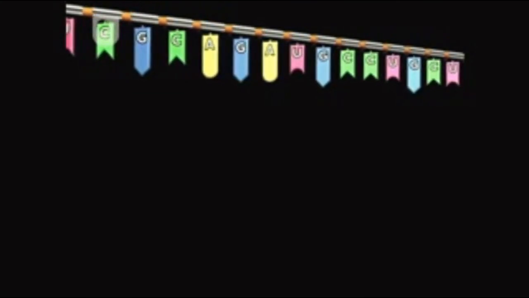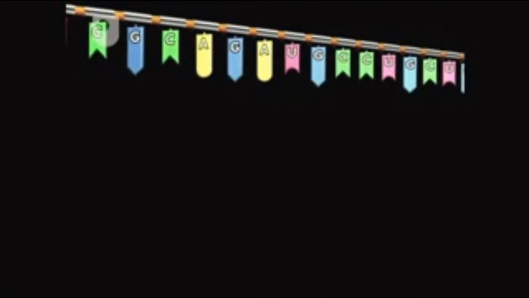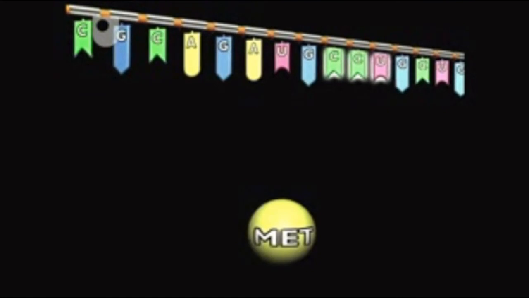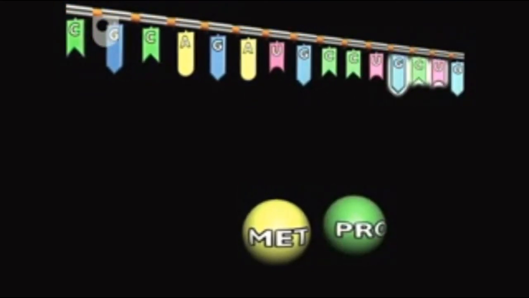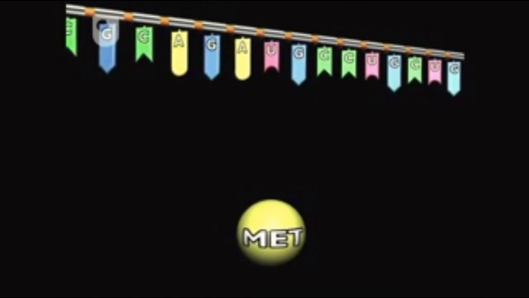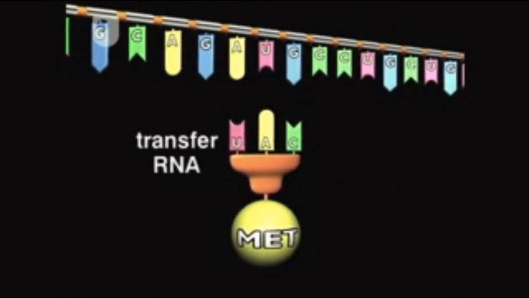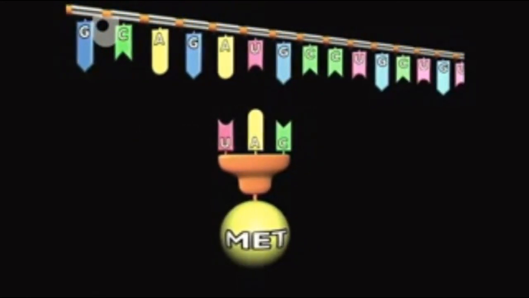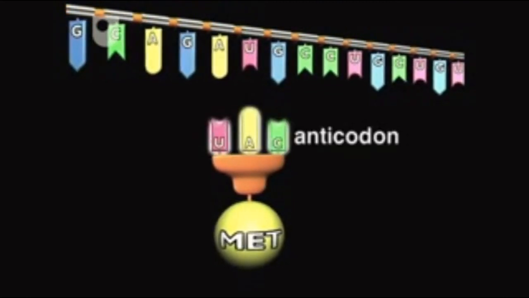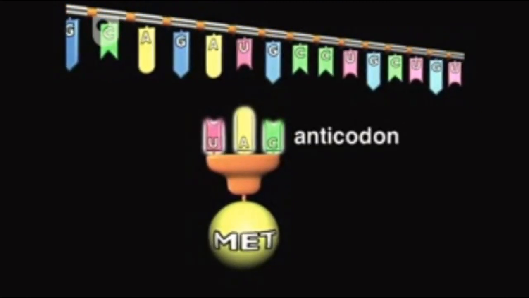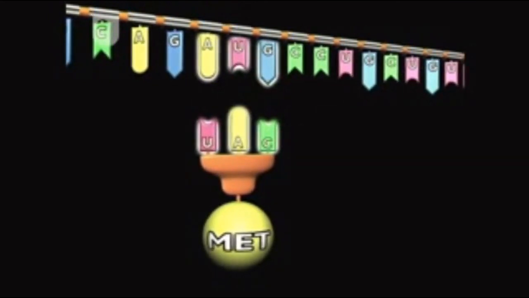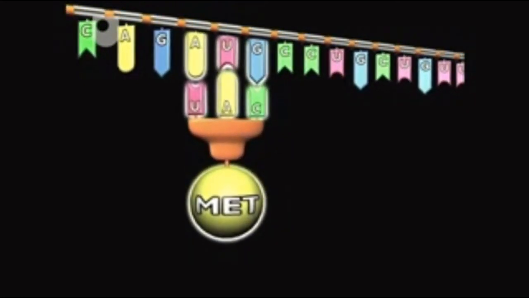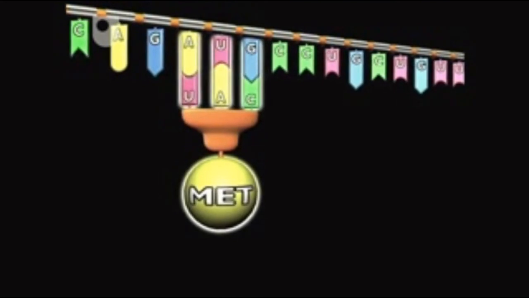It turns out that each triplet of bases on the messenger RNA, called a codon, corresponds to a particular amino acid. Now there has to be a chemical connection between each triplet codon and each amino acid. A special adapter molecule called transfer RNA makes that connection. One end of the adapter carries a particular triplet of bases called an anticodon. This matches up with a specific triplet codon on the messenger RNA. The other end of the transfer RNA is capable of binding to the unique amino acid corresponding to that anticodon.